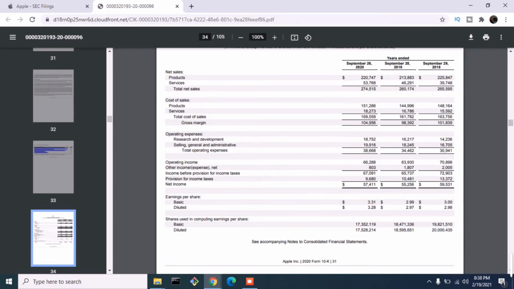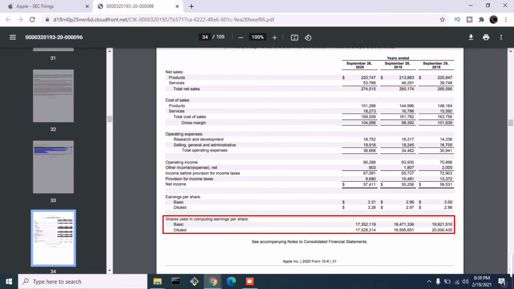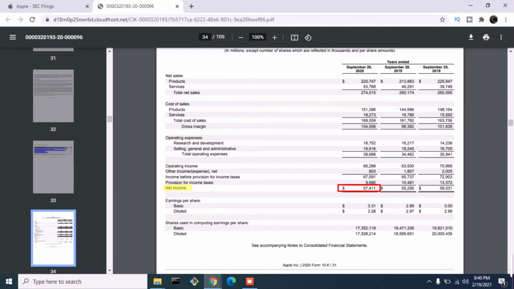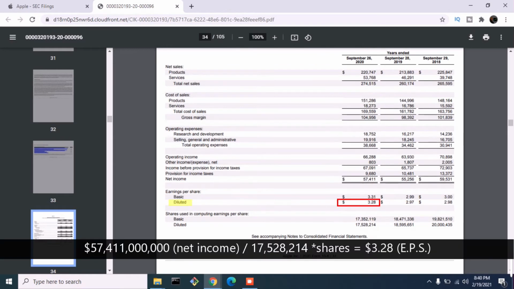So remember when I told you about the other useful information that's on the income statement, such as the earnings per share and the total number of shares within the business? Now this is how you arrive at the earnings per share. You take this net income figure, and then in our case, you divide this net income figure by the total number of diluted shares. So 17.5 billion shares, because this is in thousands. And then you arrive at the diluted earnings per share.